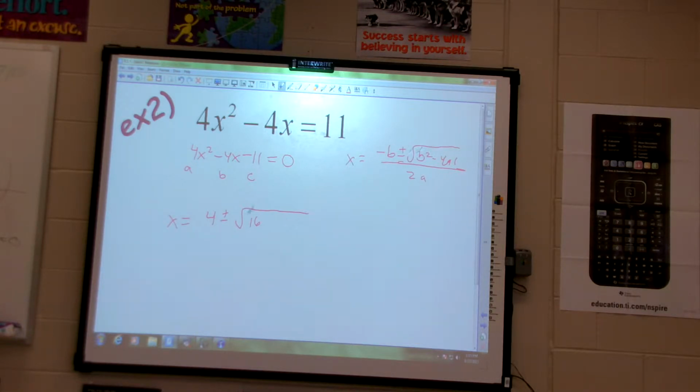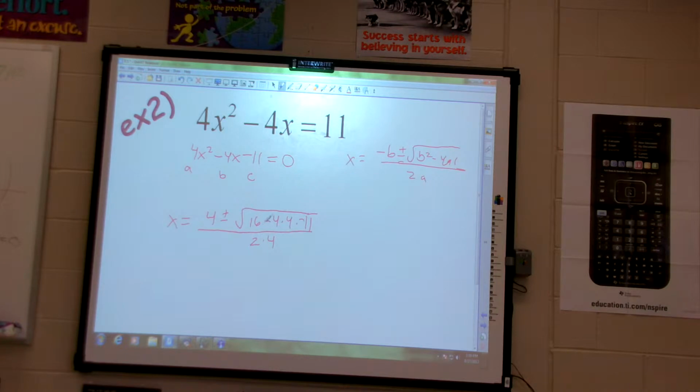If this first number is negative, you messed up, because when you square something, it's always positive, right? Minus 4, and A is 4. C is negative 11. All divided by 2 times A, which is 4.